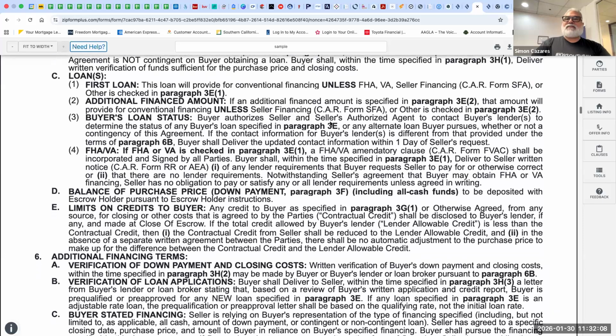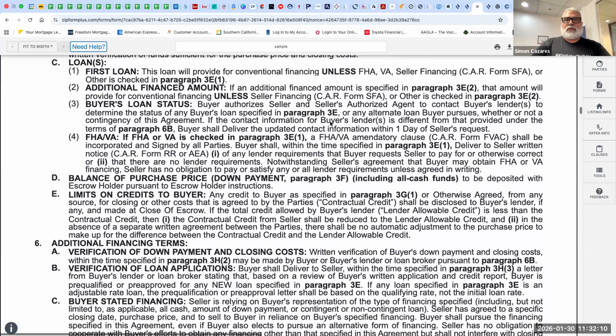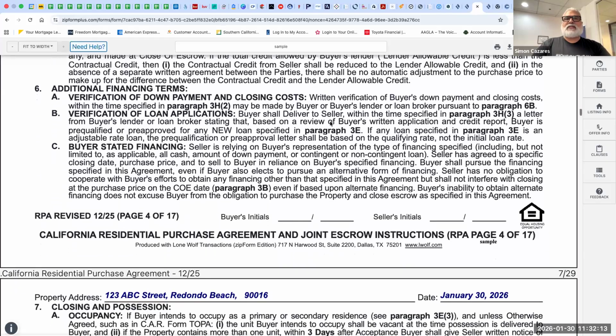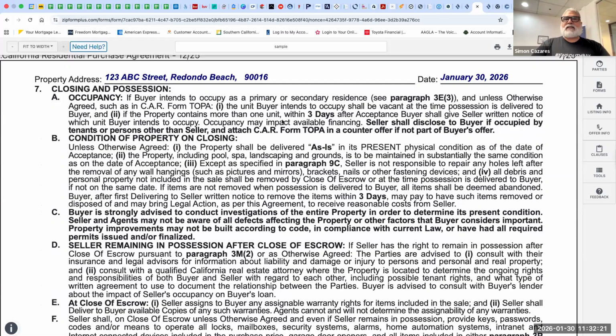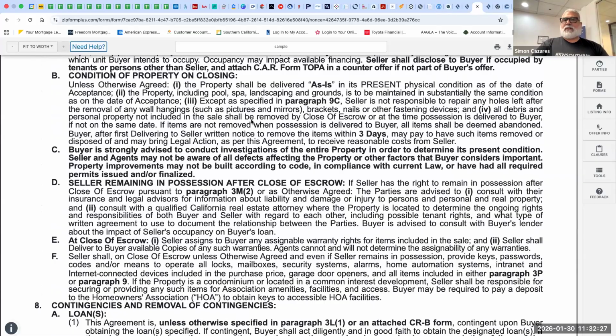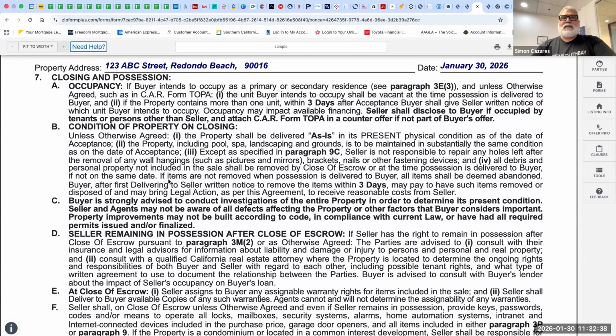The next is basically kind of the stuff that we already discussed, the loan amount, the balances, the limits of credits, verification of down payment. It's pretty self-explanatory. On the grid, it just references all of this stuff, right? We talked about the occupancy, if it's a TOPA or an SIP, condition of the property at close of escrow. All properties are sold in as-is condition. So when someone says on the counteroffer, property sold as-is condition, you can always reference them and say, go to 7B. It already has as-is in present physical condition, meaning all properties are as-is. So there's no need to add the additional language on there.